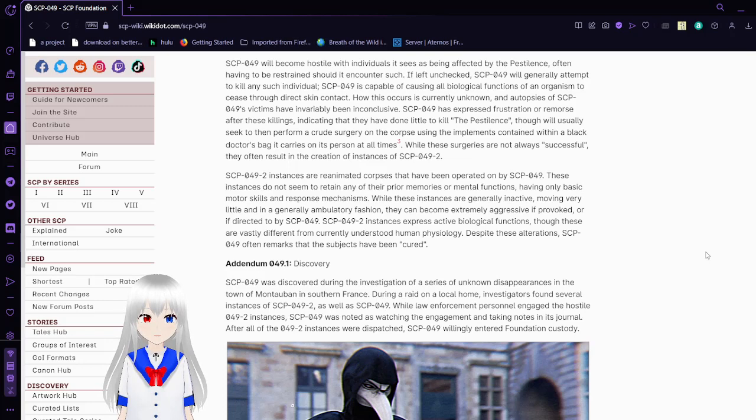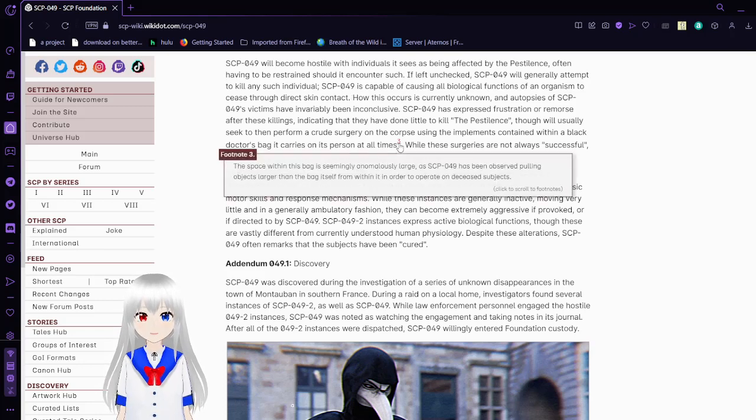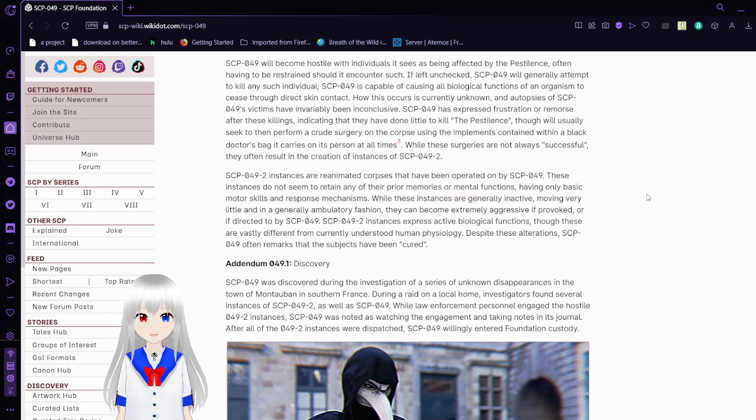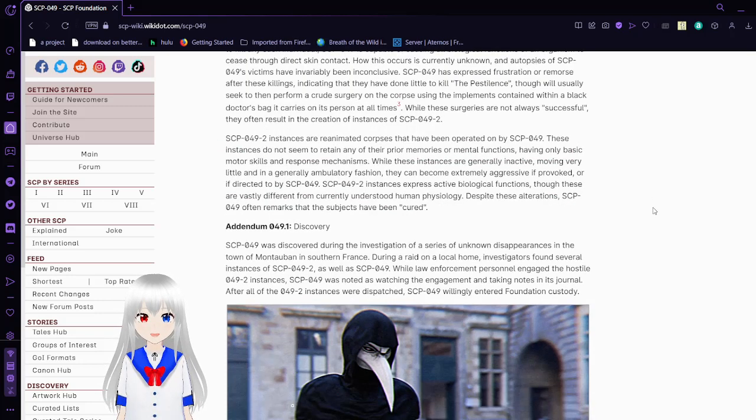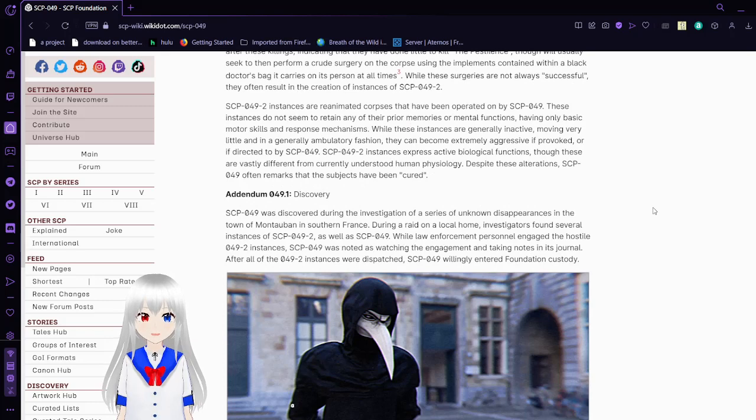SCP-49 has expressed frustration or remorse after these killings, indicating that they have done little to kill the pestilence, and will usually seek to then perform a crude surgery on the corpse using the implements contained within a black doctor's bag it carries on it at all times. The space within this bag is seemingly anomalously large, as SCP-49 has been observed pulling objects larger than the bag itself from within it in order to operate on deceased subjects. While these surgeries are not always successful, they often result in the creation of instances of SCP-49-2.